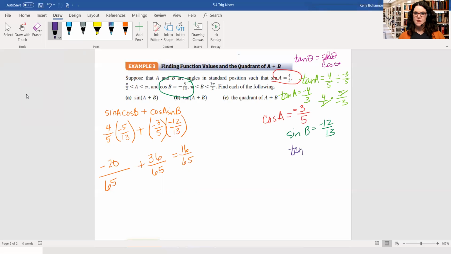Then let's do the same thing. Tangent of B is going to be sine of B, which is -12/13, divided by cosine of B. So I'm going to go ahead and switch this to multiply and flip this. Both are negative, so it's going to become positive, 12/5. All right, so now I can use my tangent sum identity: tangent of A plus tangent B over 1 minus tan A tan B.